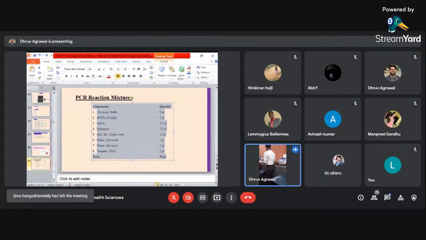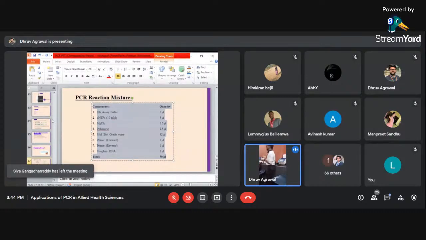Now the next is primer concentration. Whenever you purchase any primer, they will give you a stock solution in microgram, and then you can convert the microgram solution into nanogram, and then the final concentration that you will use must be in the range of 200 picogram.